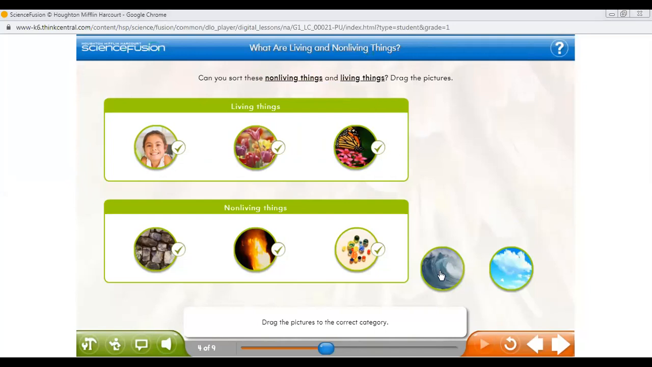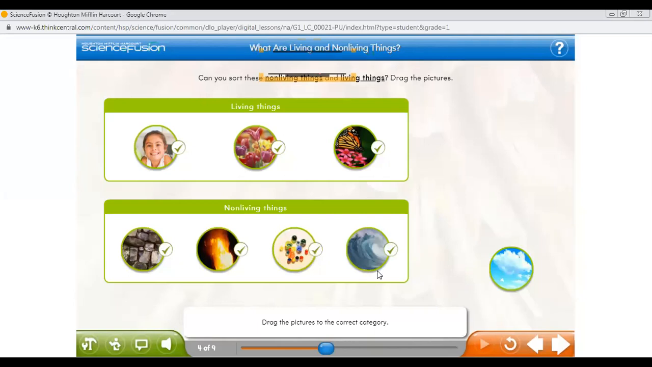Now we have the sea waves. Is it a living thing or is it a non-living thing? Does it grow? Yes, sometimes it grows. Can it move? Yes, it moves. Then can it reproduce? No. So what is it? Is it a living thing? No. Excellent, grade 1. So we have the answer. Let's put it in non-living things. Yes, again it's correct. Very good.